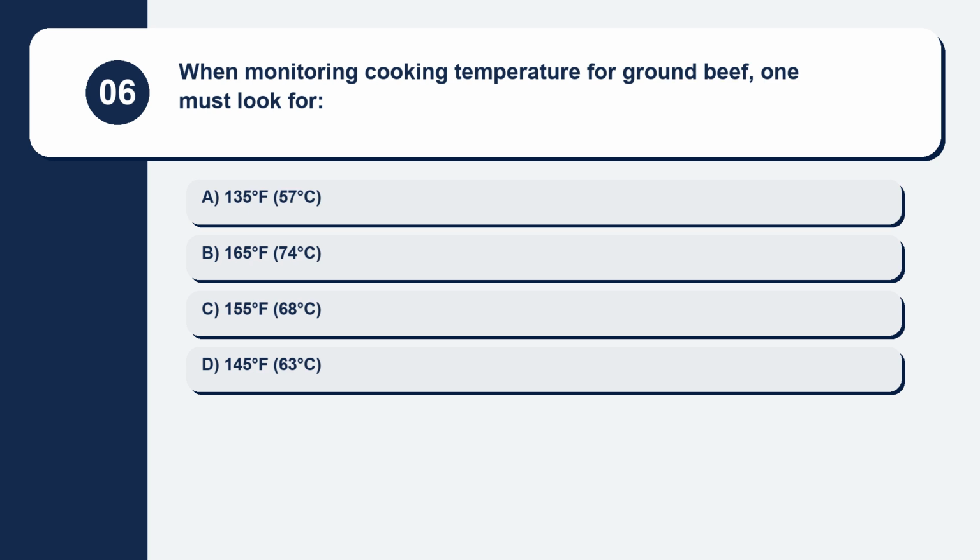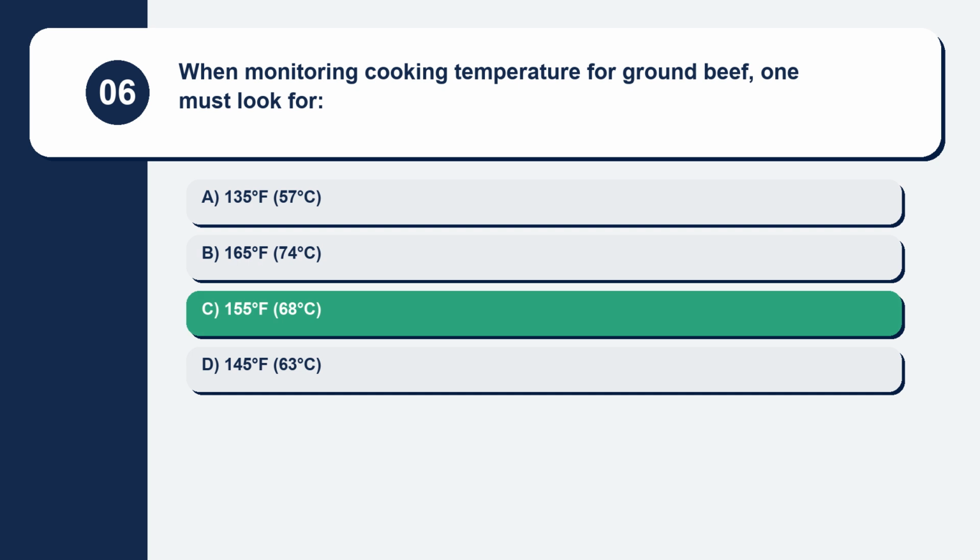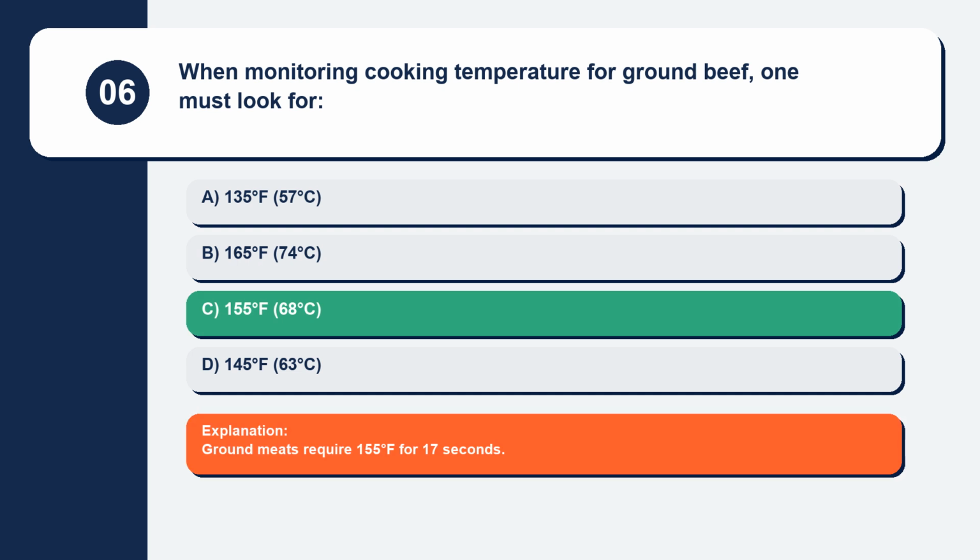Question 6. When monitoring cooking temperature for ground beef, one must look for 135 degrees Fahrenheit 57 degrees Celsius, 165 degrees Fahrenheit 74 degrees Celsius, 155 degrees Fahrenheit 68 degrees Celsius, 145 degrees Fahrenheit 63 degrees Celsius. Ground meats require 155 degrees Fahrenheit for 17 seconds.